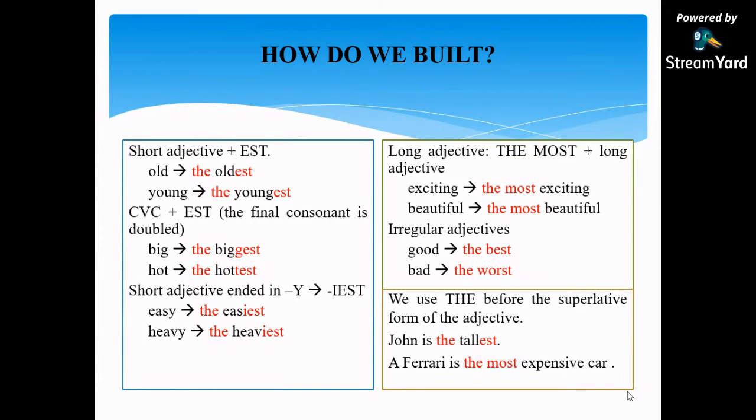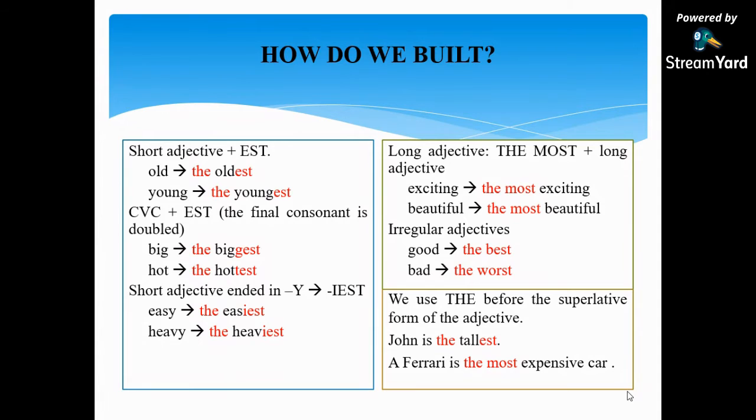Then we have the same rule. Every time that we have any adjective that ends with consonant, vowel, consonant, we're going to add the -est ending, but the final consonant is doubled. It is the same rule that applies for comparatives. For example, big will be the biggest with double G, and hot will be the hottest with double T.